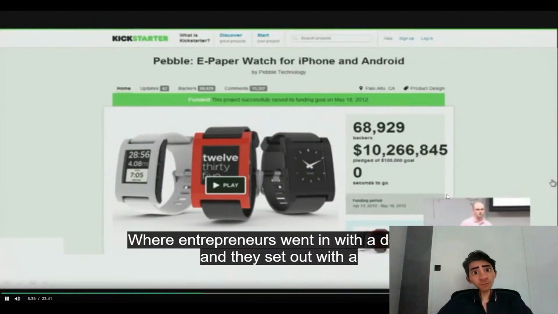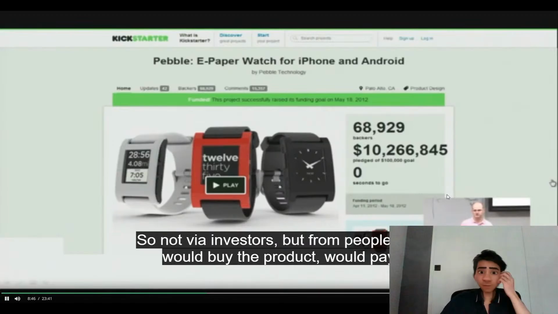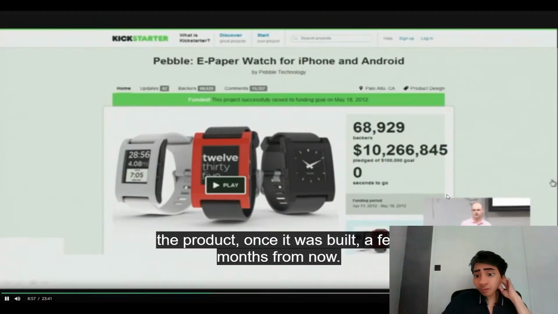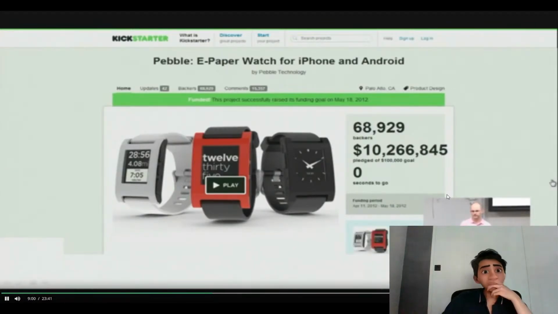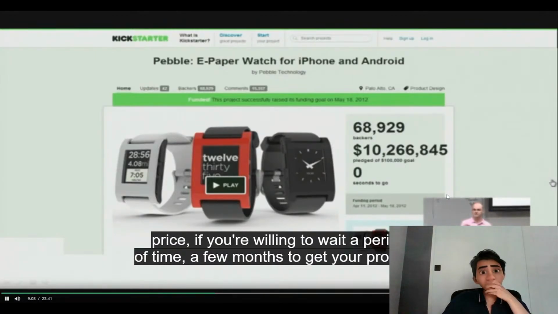where entrepreneurs went in with a design, and they set out with a goal of raising $100,000 through pre-sales. So not via investors, but from people that would buy the product, would pay them for this product now, and that would come with a promise of them sending you the product once it was built a few months from now. So with this element of pre-sales, you are paying now, typically at a discounted price, if you're willing to wait a period of time, a few months, to get your product.